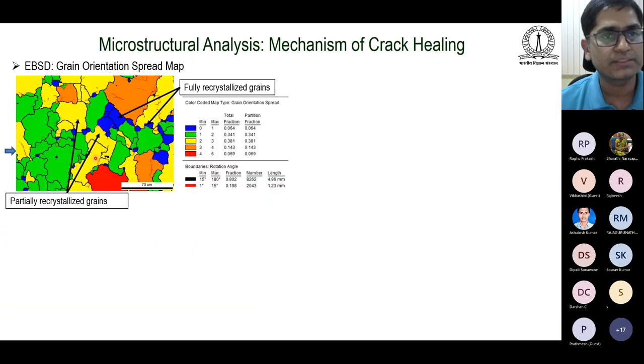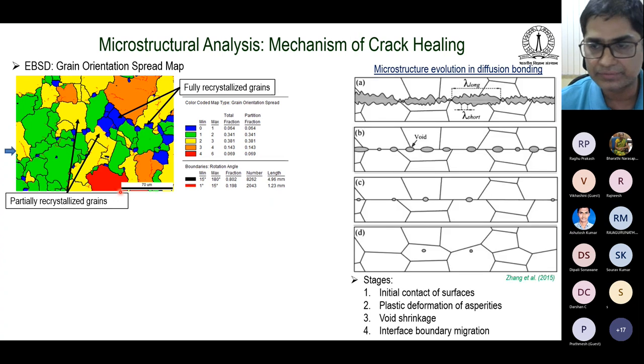Swanand also looked into this. He looked at the orientation spread in this zone, and these are the regions which have been healed, right? We can see that in the healed region there is not much intragranular misorientation. This suggests that these are recrystallized grains, as opposed to the grains further away from these regions, which have a large misorientation inside themselves.